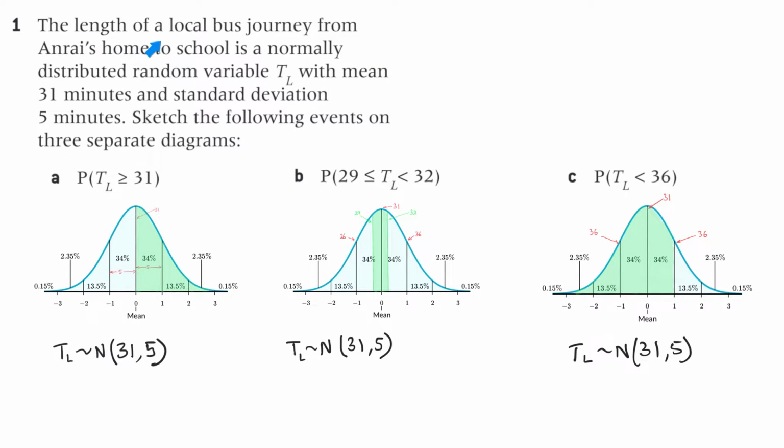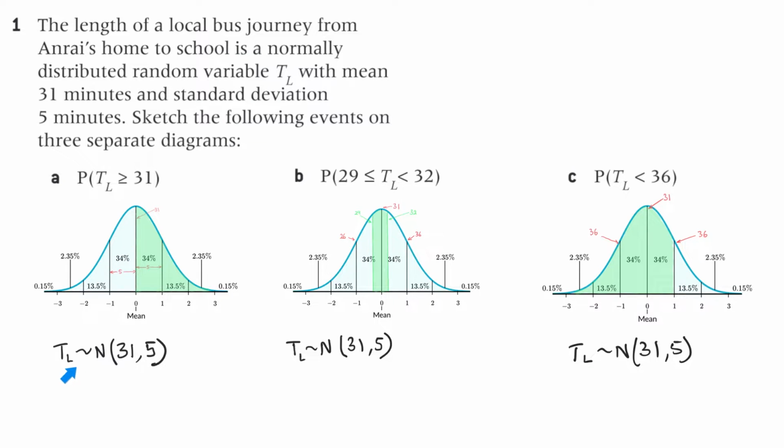Okay, question 1. The length of a local bus journey from Unrise home to school is a normally distributed random variable T sub L with mean of 31 minutes and a standard deviation of 5 minutes. Sketch the following events on 3 separate diagrams. Okay, so this value here is greater than or equal to 31. Now I'm using this particular diagram.